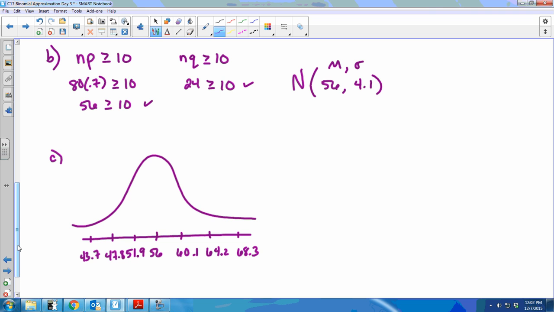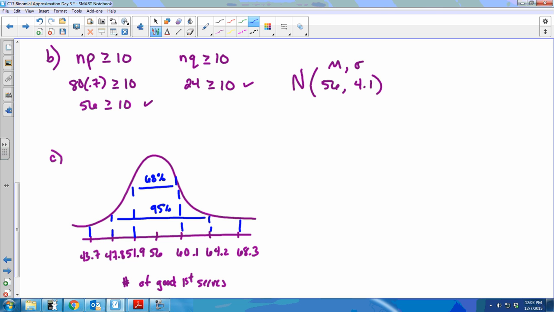All right, so then we need to say that this is the number of good first serves. That's what those numbers represent. And then we're supposed to label it using 68, 95, 99.7. I realize that my bell curve could have been way better. But at least we got the idea. 68, 95, 99.7. I have done what it's asked. I have created it, labeled it. Everyone happy with part C?